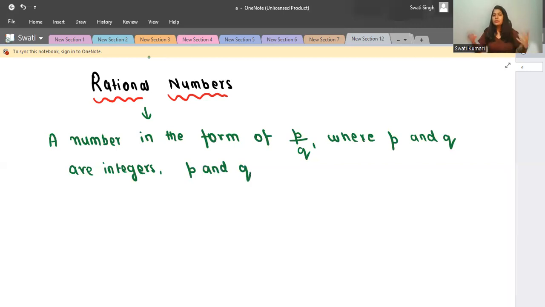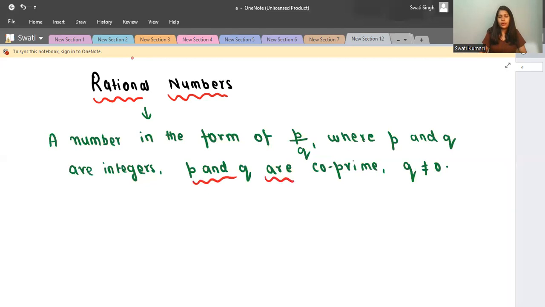Normally, some students do not write down this specific sentence that P and Q are co-primes. That means the definition is not complete; the definition is still half. So it's very important to underline this sentence, which is P and Q are co-prime. Very, very important. And of course, Q cannot be equal to 0, because if Q is equal to 0, that will be something which is undefined. I'll just highlight the important part, which is P and Q are co-prime. This is very important to add in the definition of rational numbers.